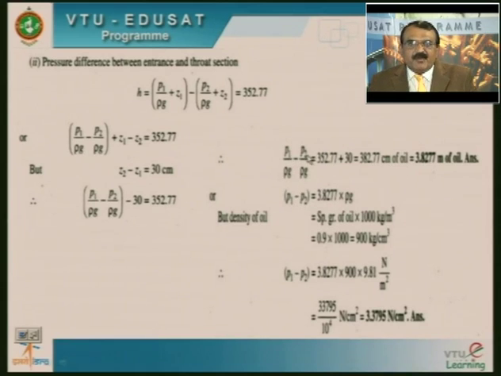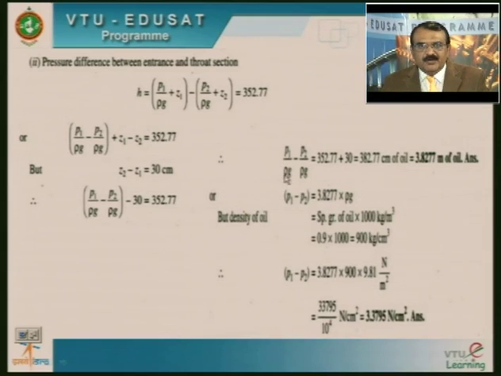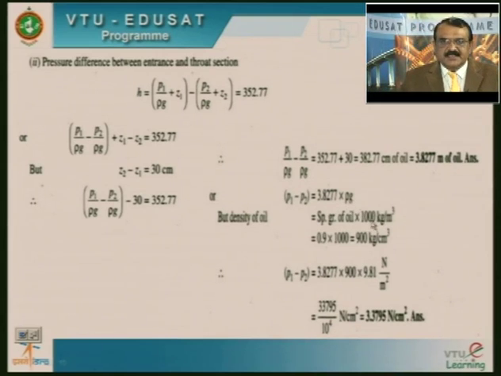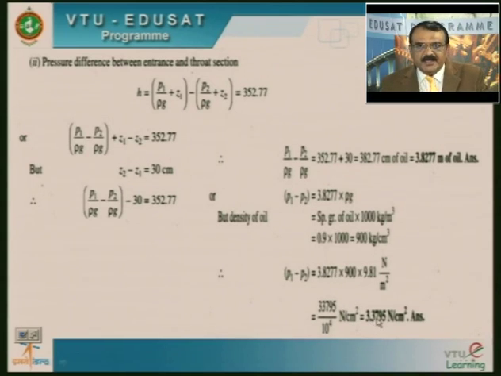Now, P1 minus P2 is equal to this into rho G. Now, specific gravity of oil is 0.9. Then the mass density of water is 1000 kg per meter cube. Therefore, this rho G is 900 kg per meter cube. Therefore, this P1 minus P2 works out to be 3.3795 Newton per centimeter square.